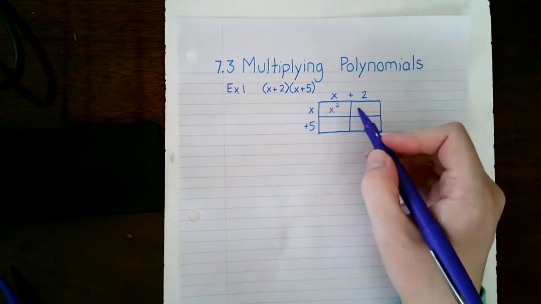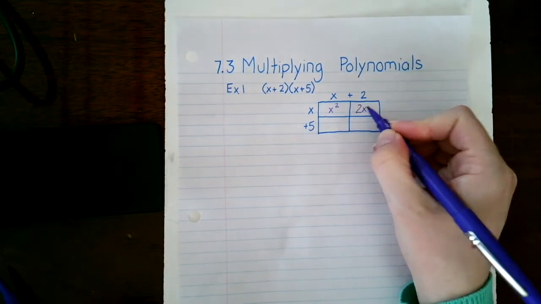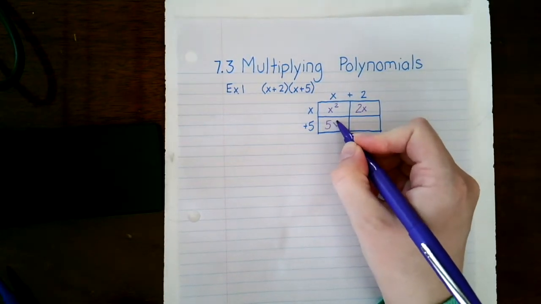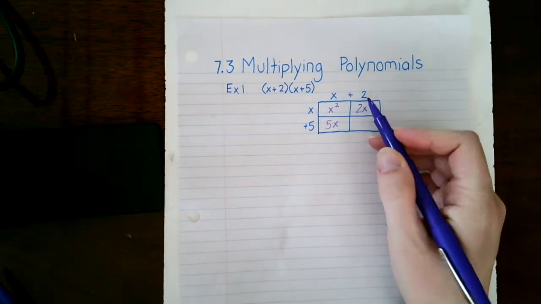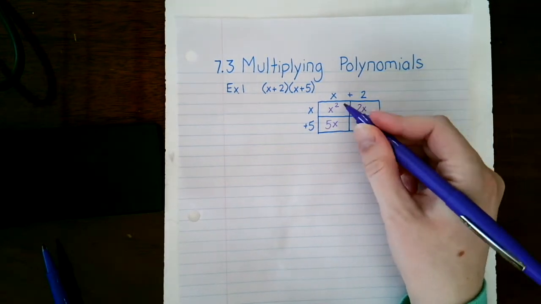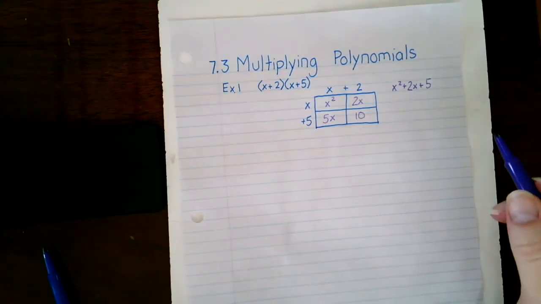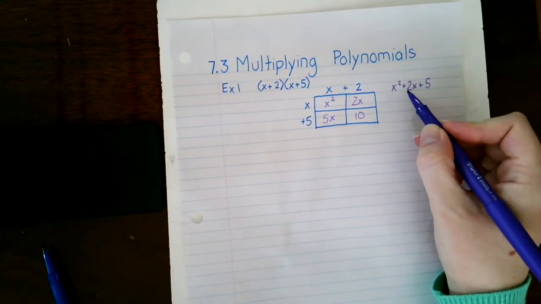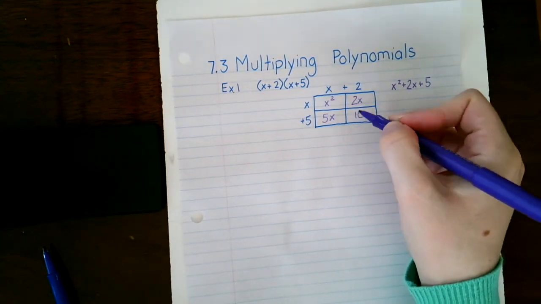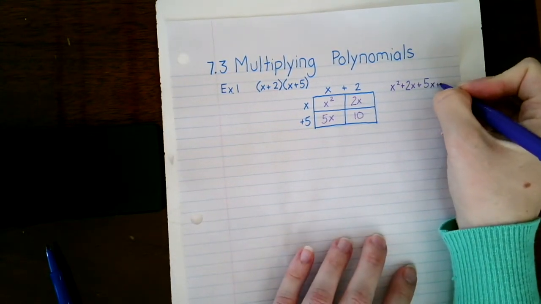Then we are going to go ahead and go across and we'll multiply x times 2. So that's 2x. We'll go down here. 5 times x is 5x. And finally, 5 times 2 is 10. So next, I take all the pieces that are inside the rectangle and I'm going to write them over here. Okay, so off to the side here, I'm writing out everything that is inside that I wrote in purple. So I have x squared plus 2x plus 5x plus 10.